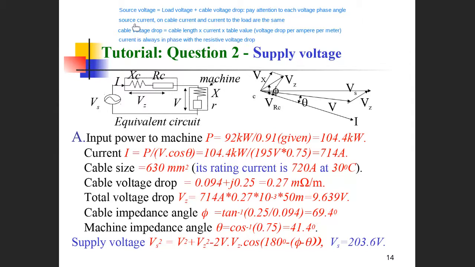Another point is that the current is always in phase with the resistive voltage drops. In the system, the cable has a resistance, the load has a resistance, whatever component has a resistance. So there is a so-called resistive voltage drop, the voltage drop across the resistance. In that case, the current is always in phase with the resistive voltage drop. And you should know how to find the impedance angles and the phase angles. The difference between the phase angles of voltage and current comes from the impedance angles.